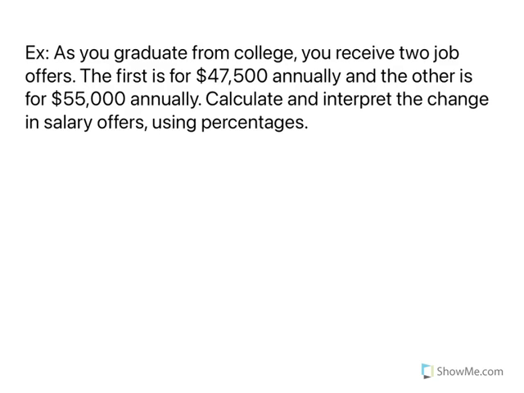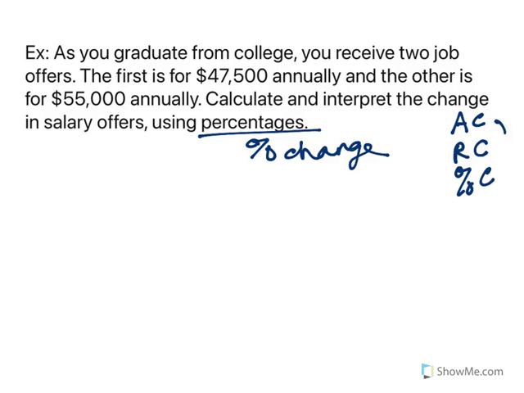As you graduate from college, you receive 2 job offers. Congratulations. The first is for $47,500 annually, and the other is for $55,000 annually. Calculate and interpret the change in salary offers using percentages. Okay, so we need to use percentages, which means percent change. But remember, there's a progression. So we do absolute change, relative change, percent change, right? It's kind of like a piece, one by one by one.